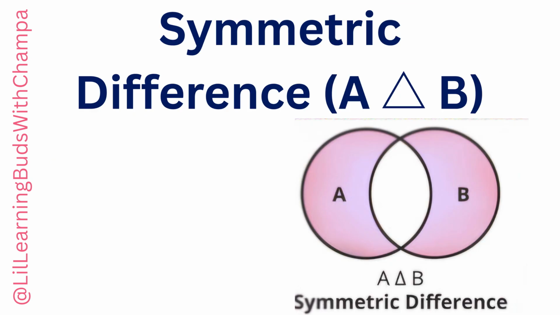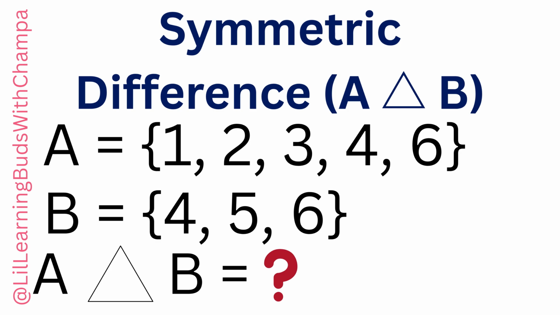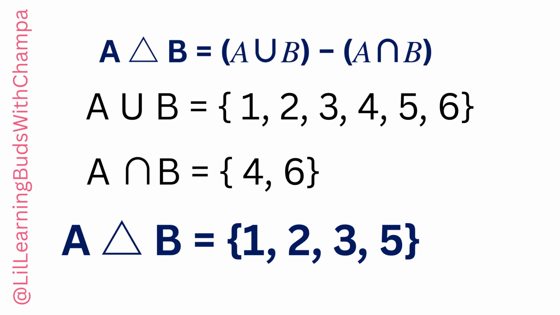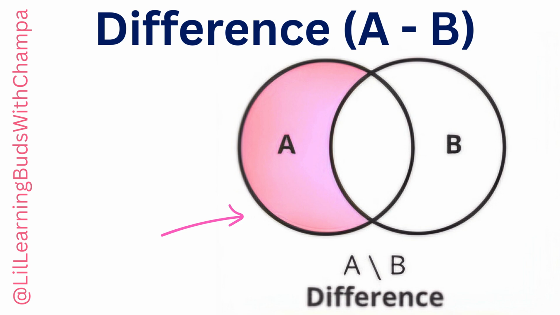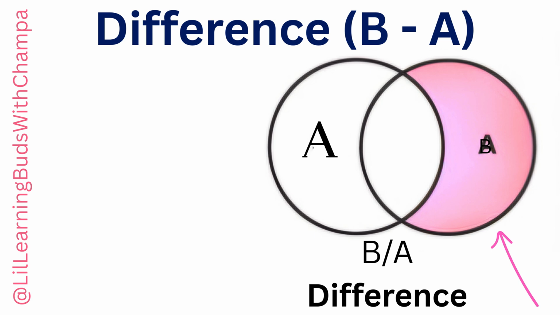Symmetric difference. It includes elements that are in A or B but not in both. It's like you're subtracting the intersection from the union. So A symmetric difference B is 1, 2, 3, 5. A difference B includes all the elements that are in set A but not in B. B difference A includes all the elements that are in set B but not in A.